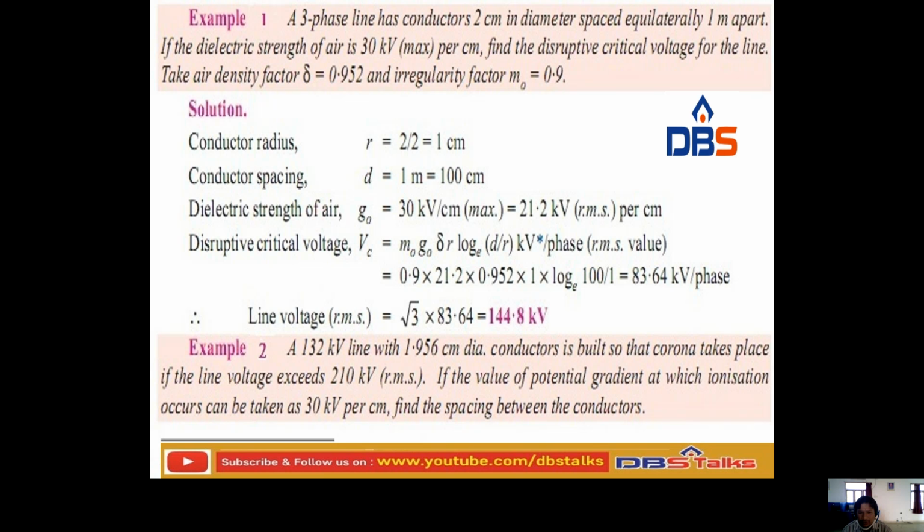This is also the minimum phase to neutral voltage at which corona may be viewed by the observer. That is nothing but the visual appearance by the observer. So go to the second problem.